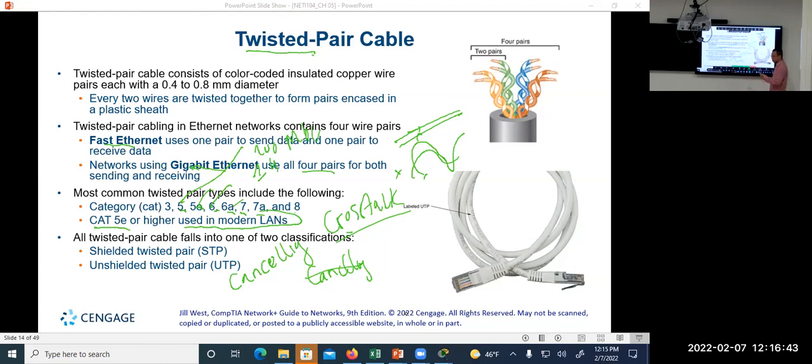Okay. So remember one thing about this one. They call it the twisted pair because you have to twist them together. And the rate of the twisted pair is not the same. Some are a higher rate and some are a lower rate. It's not always the same.